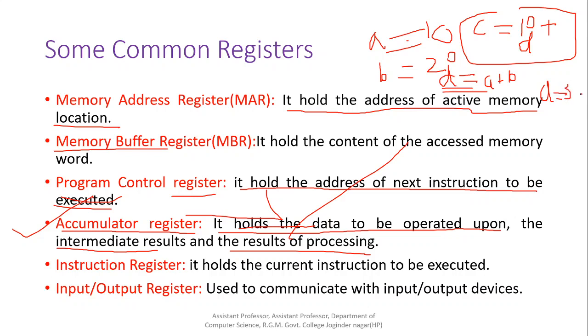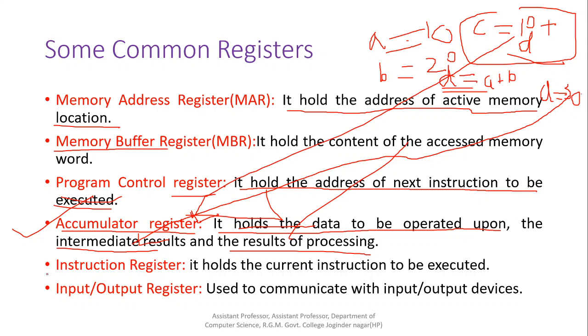This result is the intermediate result, and it is stored in the accumulator register. After this, the result is fetched again to process the expression C = 10 + D, and after processing this expression the result is 30 plus 10, which is 40. This one is also stored in the accumulator register before going to the output unit or main memory.